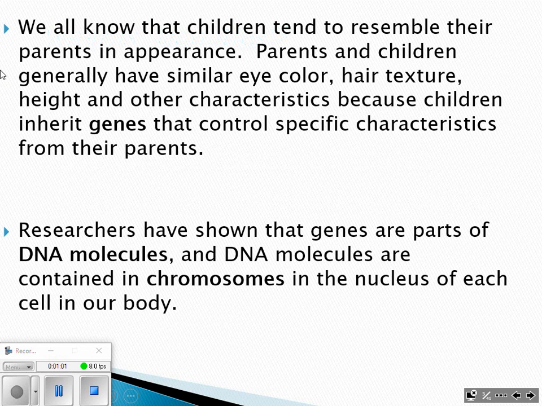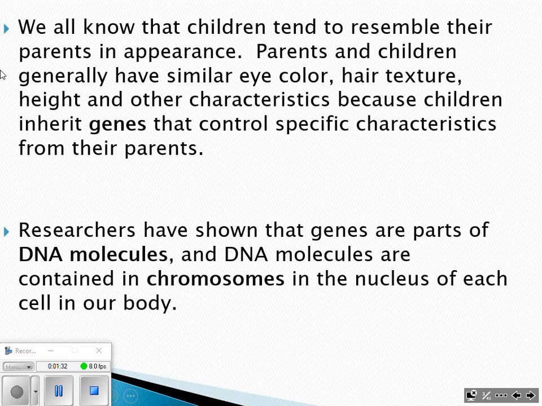So you maybe have looked at your family or another family that you know, and maybe you notice that you look similar to a parent or the other parent, or similar to your siblings, but not identical. So we know that children tend to resemble their parents in appearance. They generally have similar features like maybe eye color or hair texture or height or other characteristics, because children inherit genes, which are like packages of information that control specific characteristics from those parents.